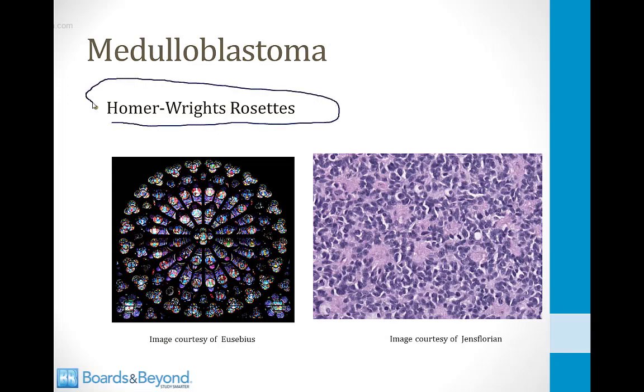So first off, let's define what a rosette is. This is a picture from Notre Dame in Paris. It's a picture of the stained glass on the windows. And a rosette is a design that people used throughout the Middle Ages of circular orientation of flowers.